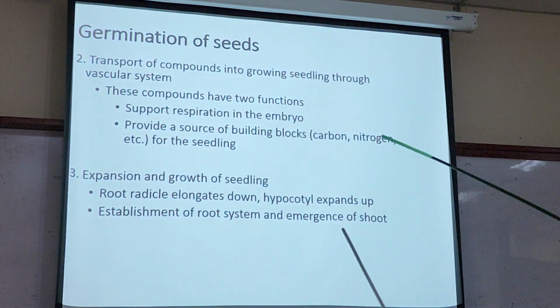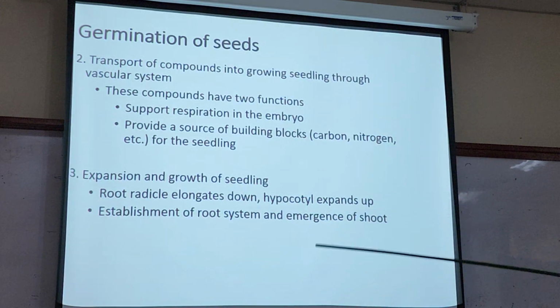Radicle elongates down, hypocotyl expands up. Then you got the root system and emergence of the shoot. Roots is very important because in you, that's your intestine and your villi. You ingest your food, it is digested. The very structure that absorbs the nutrients from the food is in your intestine, the villi. So this is why the plants invest so much in developing proper radicle and roots network, because this is where they absorb most of the nutrients that are coming.